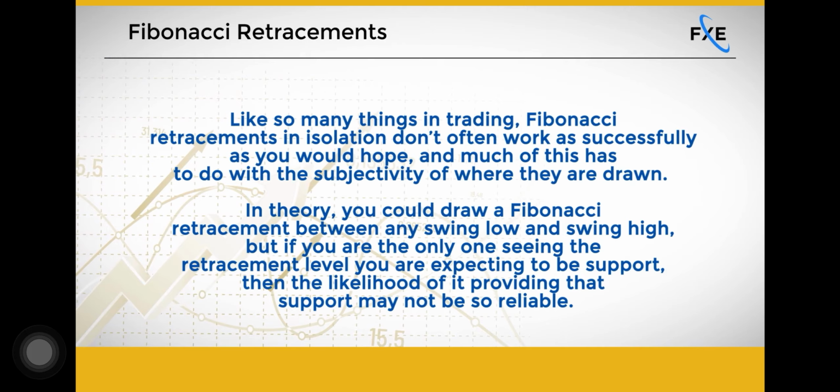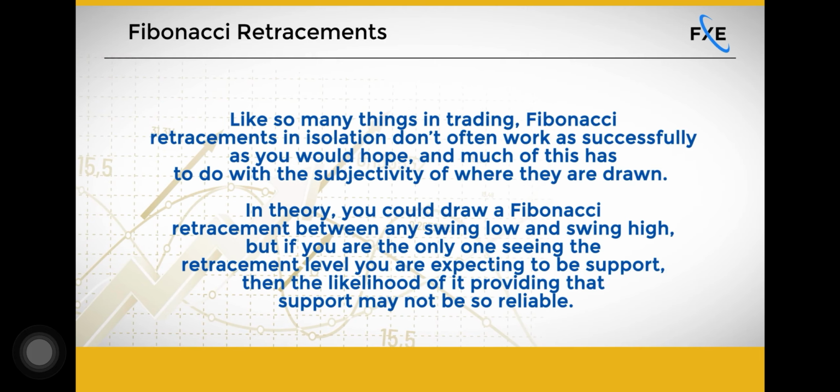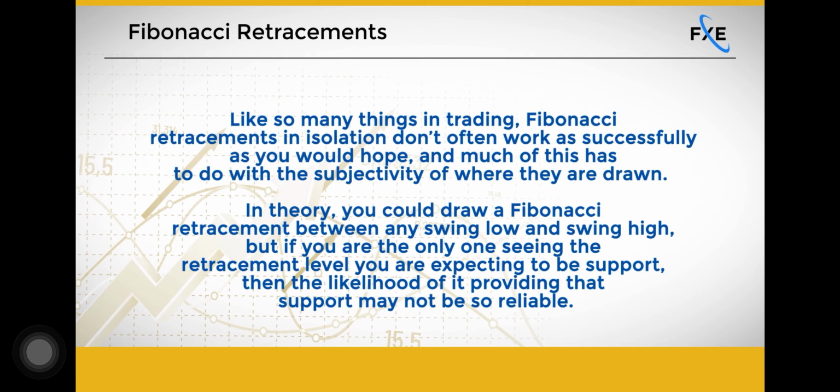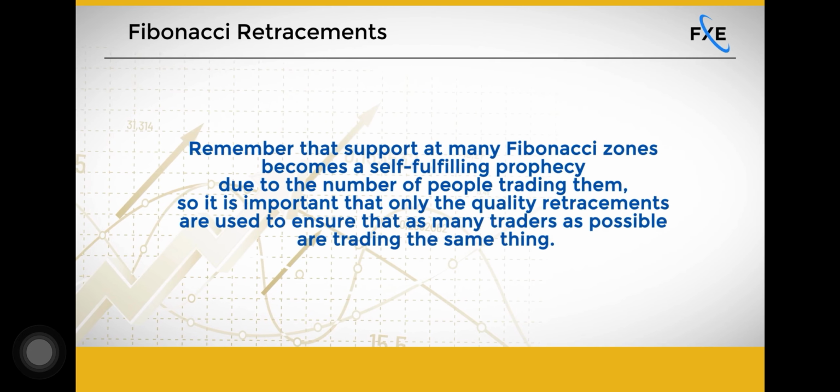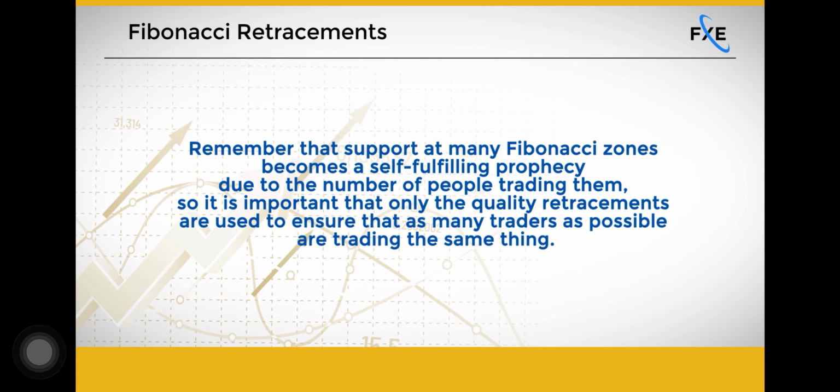In theory, you could draw a Fibonacci retracement between any swing low and swing high, but if you're the only one seeing the retracement level you are expecting to be support, then the likelihood of it providing that support may not be so reliable. Remember that support at many Fibonacci zones becomes a self-fulfilling prophecy due to the number of people trading them, so it is important that only the quality retracements are used to ensure that as many traders as possible are trading the same thing.